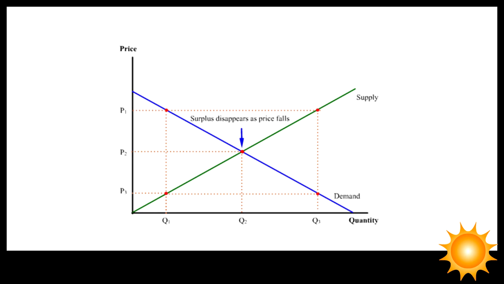If the price is set too low, the quantity demanded will exceed the quantity supplied. The resulting gap is called shortage or excess demand. This shortage will disappear as price is raised until the quantity demanded is just equal to the quantity supplied.